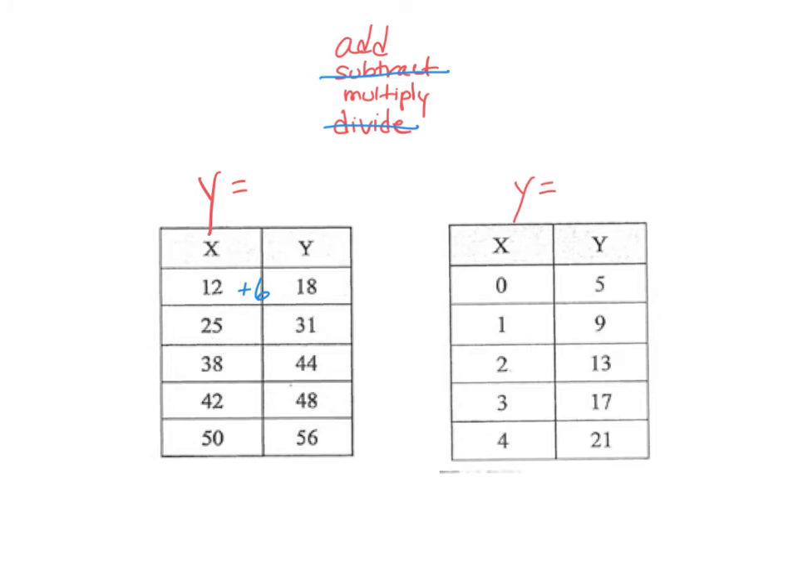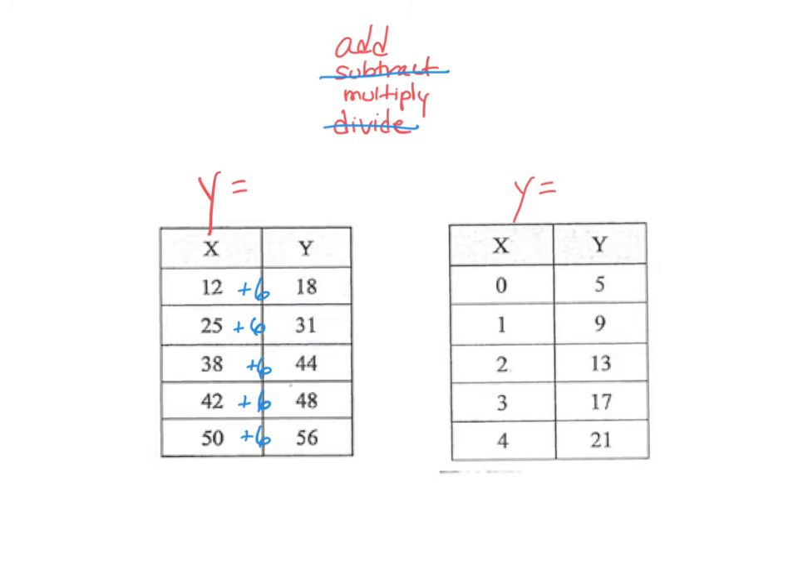So let's test it. If I start with 25, can I use that same rule of adding 6 to turn it into 31? And actually, yes, I can. 25 plus 6 does equal 31. What about 38? If I take 38 and I add my 6, does that give me 44? Yes, it does. And 42 plus 6 gives me 48. 50 plus 6 gives me 56. So I have found the rule for my input-output table, and it is add 6.